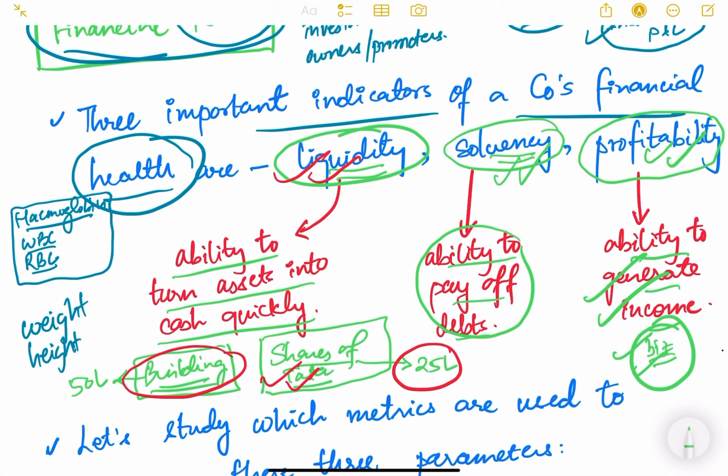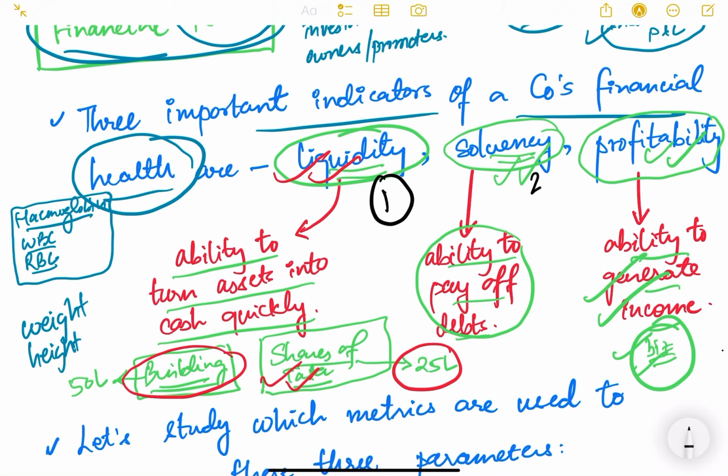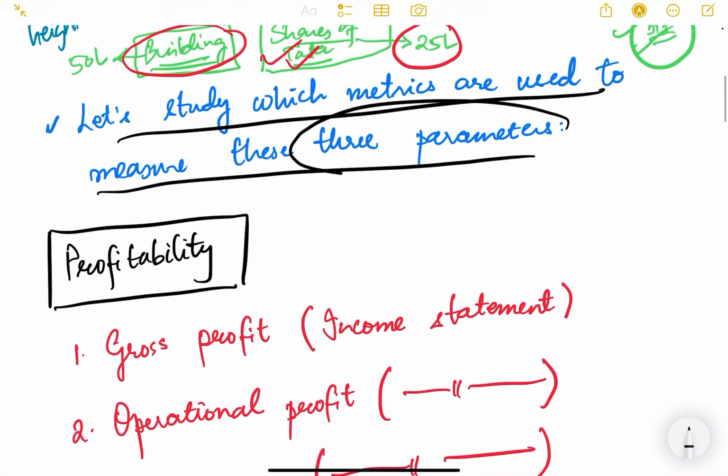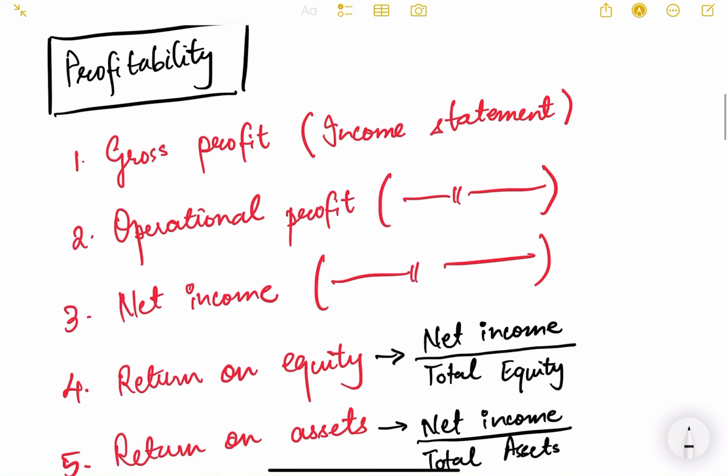So basically we will look at these three things: the liquidity, solvency and profitability. These are the three indicators that we have to look at. Now let us study which metrics are used to measure these parameters. We have to see one by one how we measure profitability, how we measure solvency, and how we measure liquidity. So let us start.